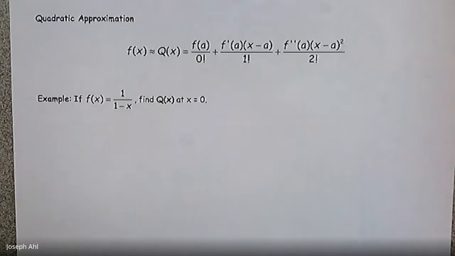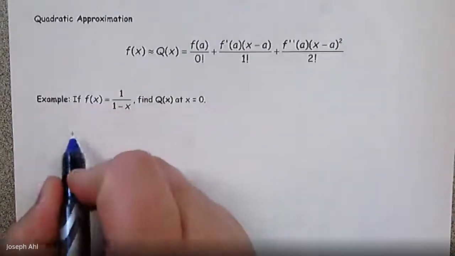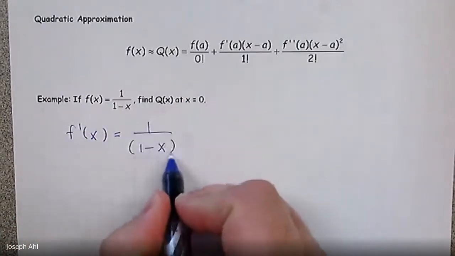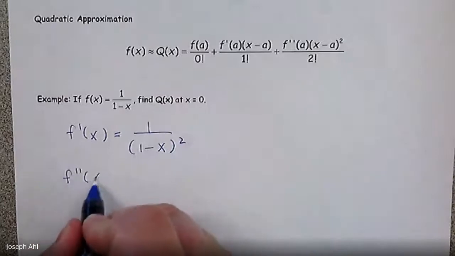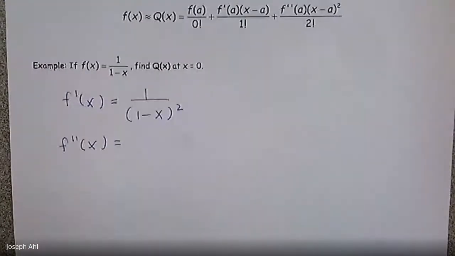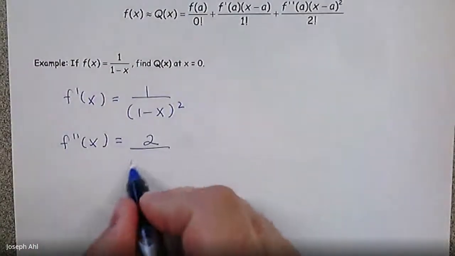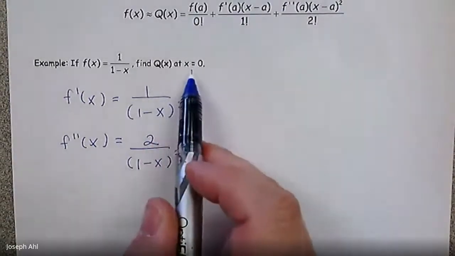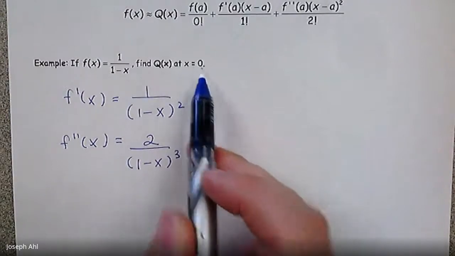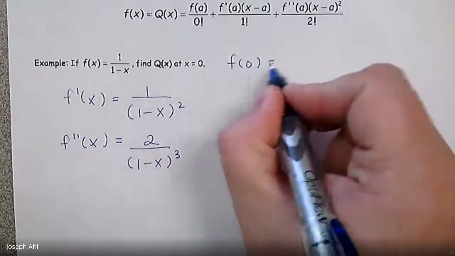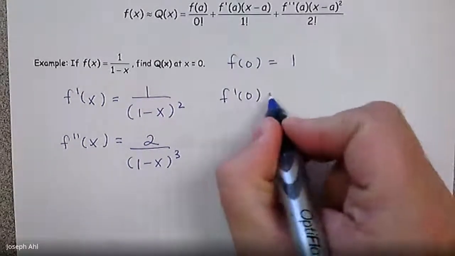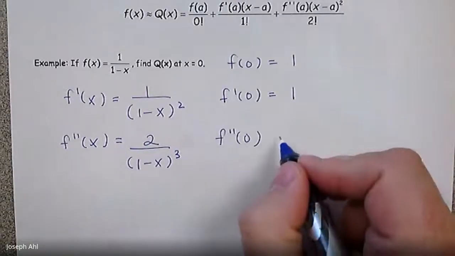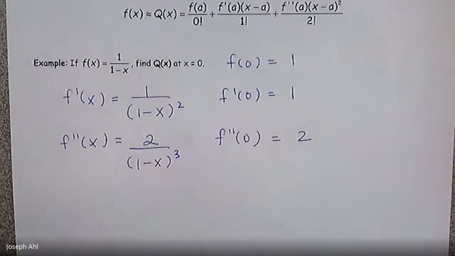So for this one, just to copy some of the information we already know, we know that f prime of x is equal to 1 over (1 minus x) squared. We already know the second derivative from the error we just calculated is 2 over (1 minus x) cubed. And we have to find the value. This is our value of a, right? So we need f of 0 is 1, f prime of 0 is also 1, and f double prime of 0 in this case is going to be 2 if I plug in 0 for x there.